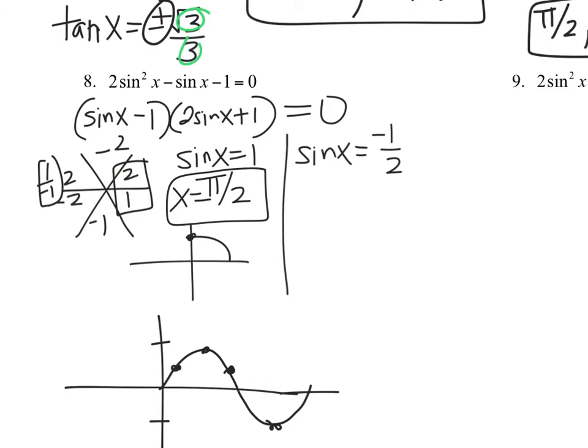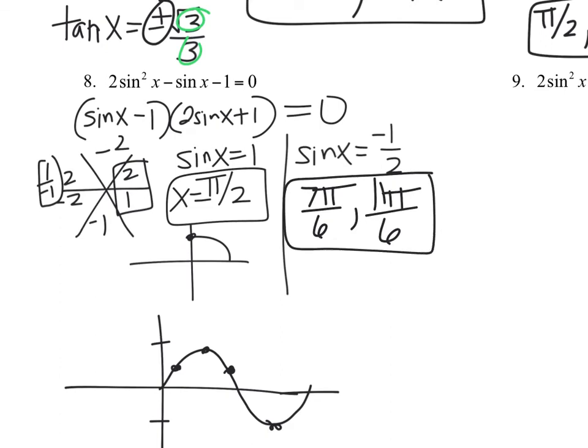That would be at where? Ooh, not pi over 4. Pi over 4 is where it's equal to rad 2 over 2. So it would be at what, pi over 6? So it would be 7 pi over 6, quadrant 3, and 11 pi over 6, quadrant 4. Good. So you get 3 answers for this one.